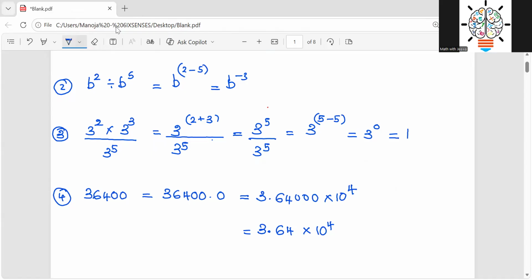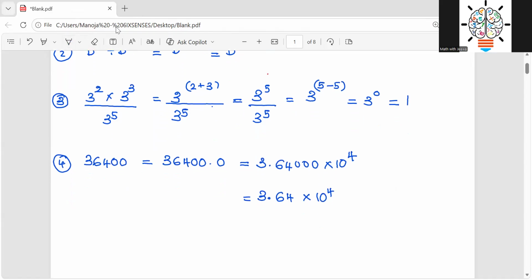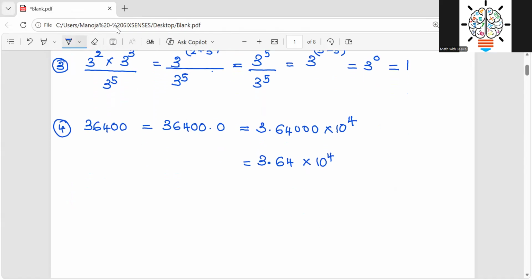So the final answer should be 3.64 × 10 to the power of 4, because you want to count 1, 2, 3, 4. Four steps you want to count. Then the next one, they have given question number 5. They have given us a decimal number, 0.00507, and then you want to convert this into standard form.